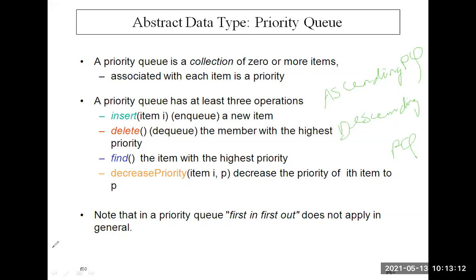And in a descending priority queue, elements can be inserted in any order, but while deleting, the highest priority or largest value is deleted first, because the elements are stored in descending order, high to low. The highest value will be removed first. So this is about priority queues.